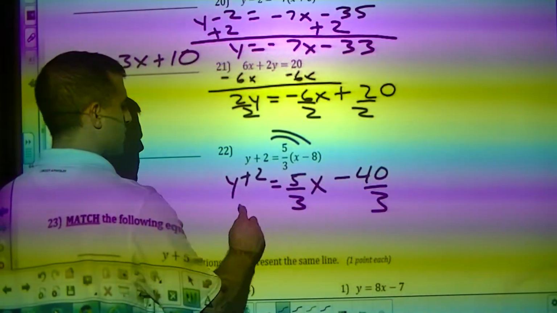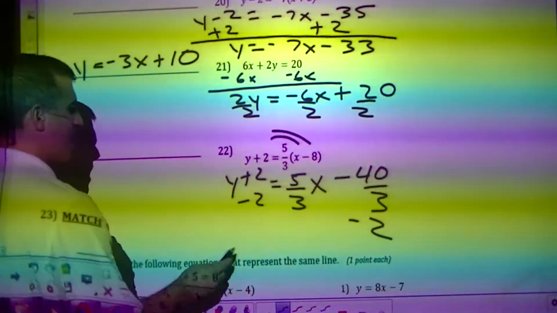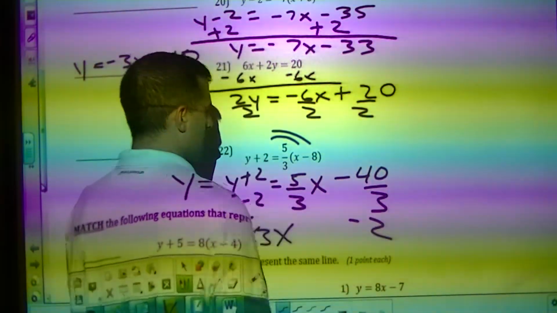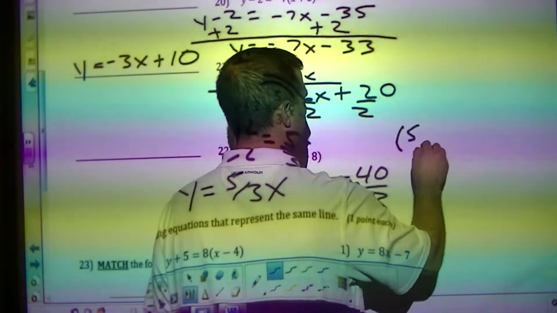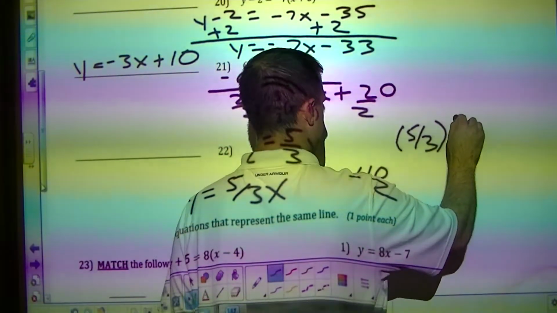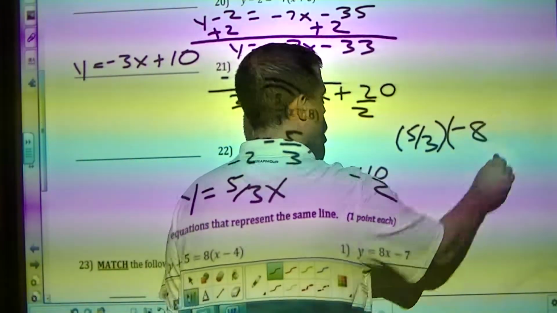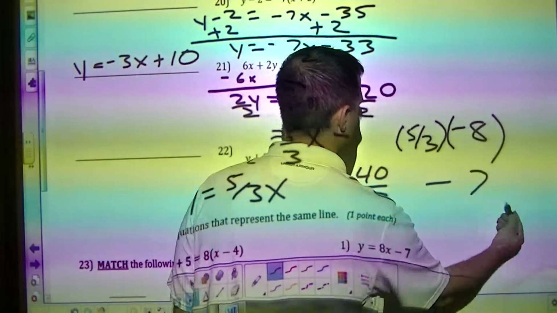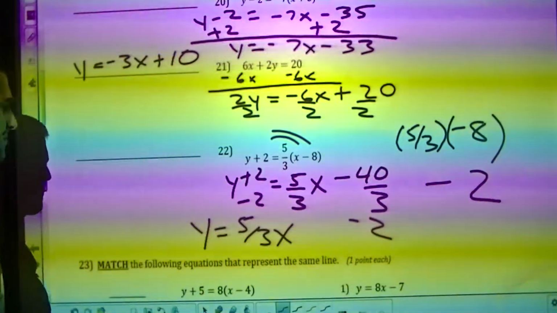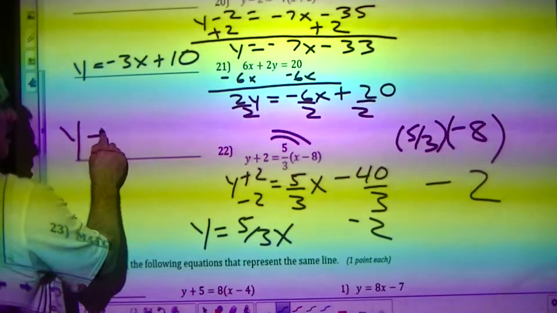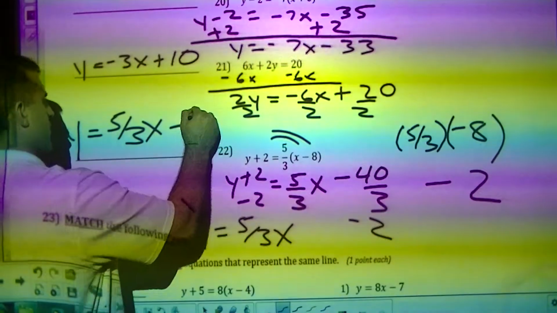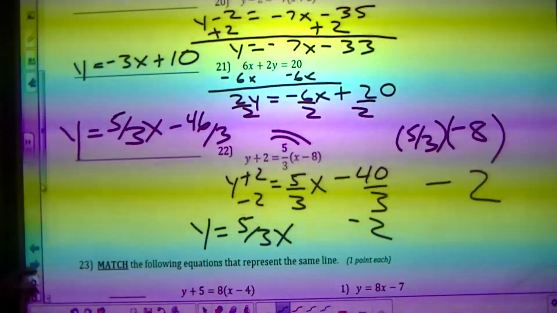Okay, y plus 2, and I would subtract 2. So when you do that in the calculator, what you should do is you do 5/3 times negative 8. Go ahead and get yourself a fraction, and then just hit the subtraction 2 from there, okay? And I think what you'll get is y equals 5/3 x minus 46 over 3, okay?